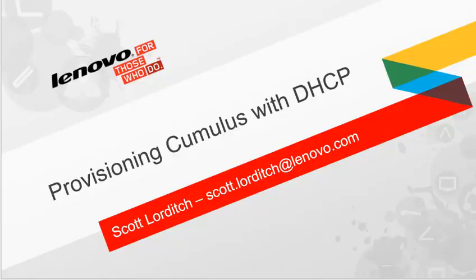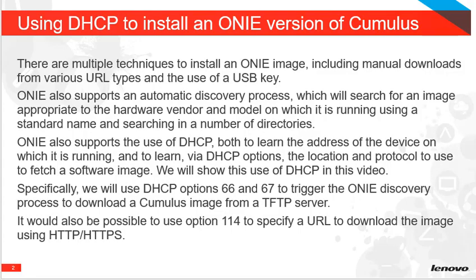This presentation will discuss how to provision Cumulus onto a Lenovo ONIE-enabled switch using a DHCP and FTP server. Now, there are several ways that this image could be installed, including manual downloads and the use of a USB key. But ONIE supports an automatic discovery process which will search a server for an appropriate image for the hardware vendor, Lenovo, and the specific model on which it is running.